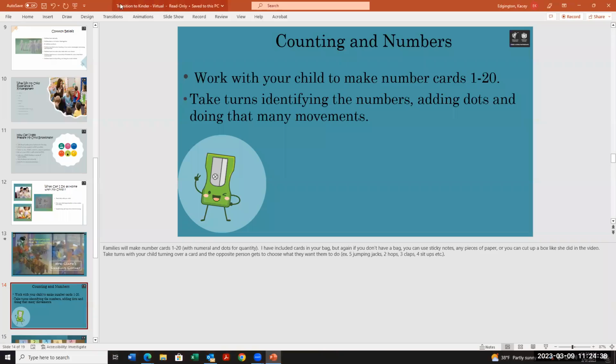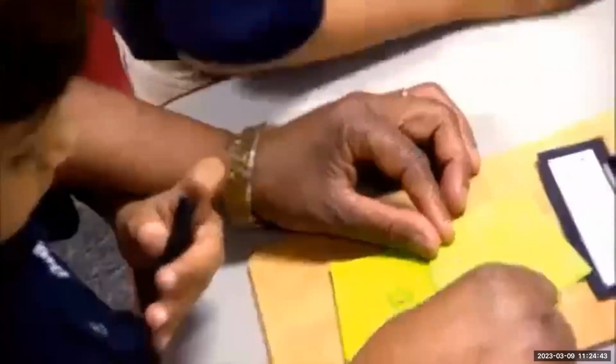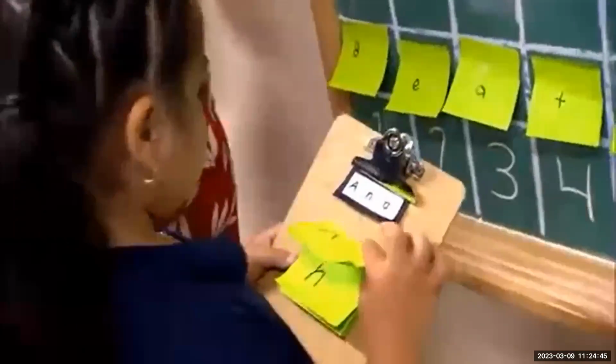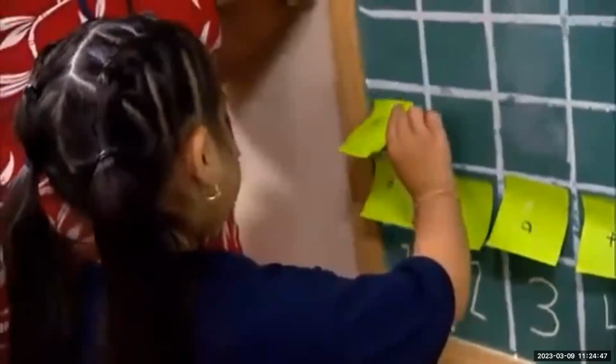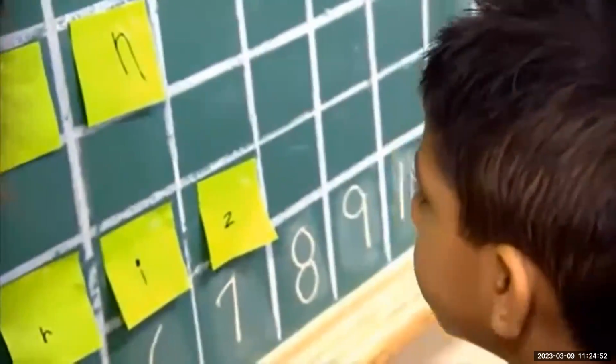Every child has to write every letter of their name on the piece of paper. And then they have to go to the board and place it over there. We always start with their name because it's meaningful to them. For example, I say, my name is Mrs. Sanchez.